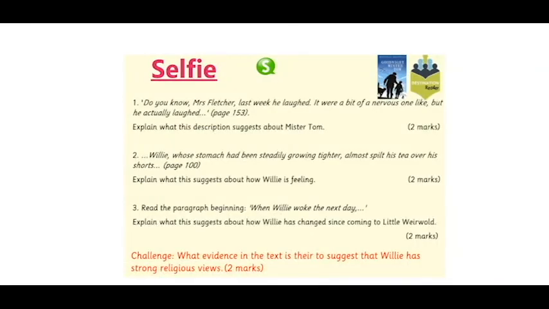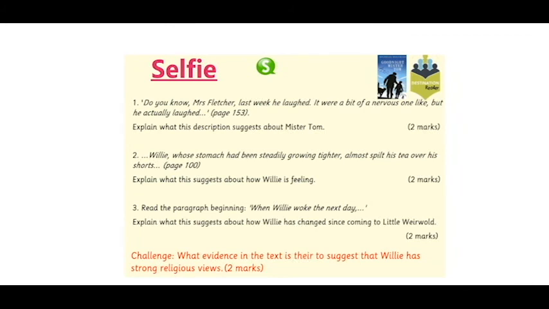It is now time for your selfie. Please complete all 3 questions and the challenge question. They're all 2-mark questions today, so it's looking for 1 point and 1 piece of evidence. Remember, evidence is a quote from the text which supports your answer.